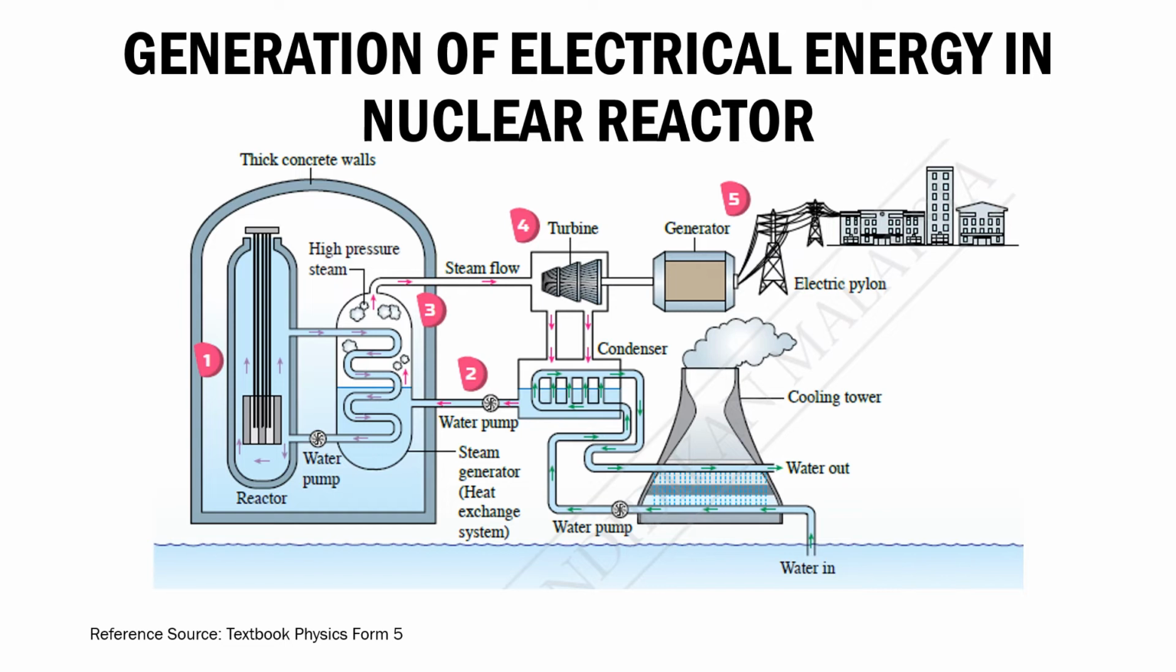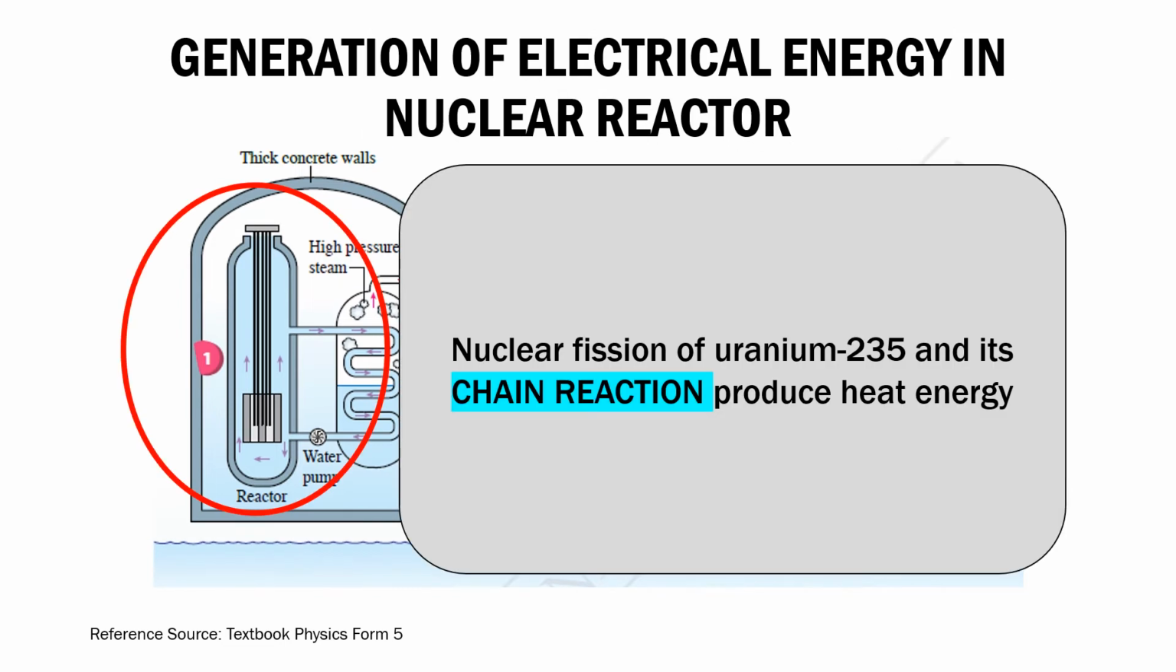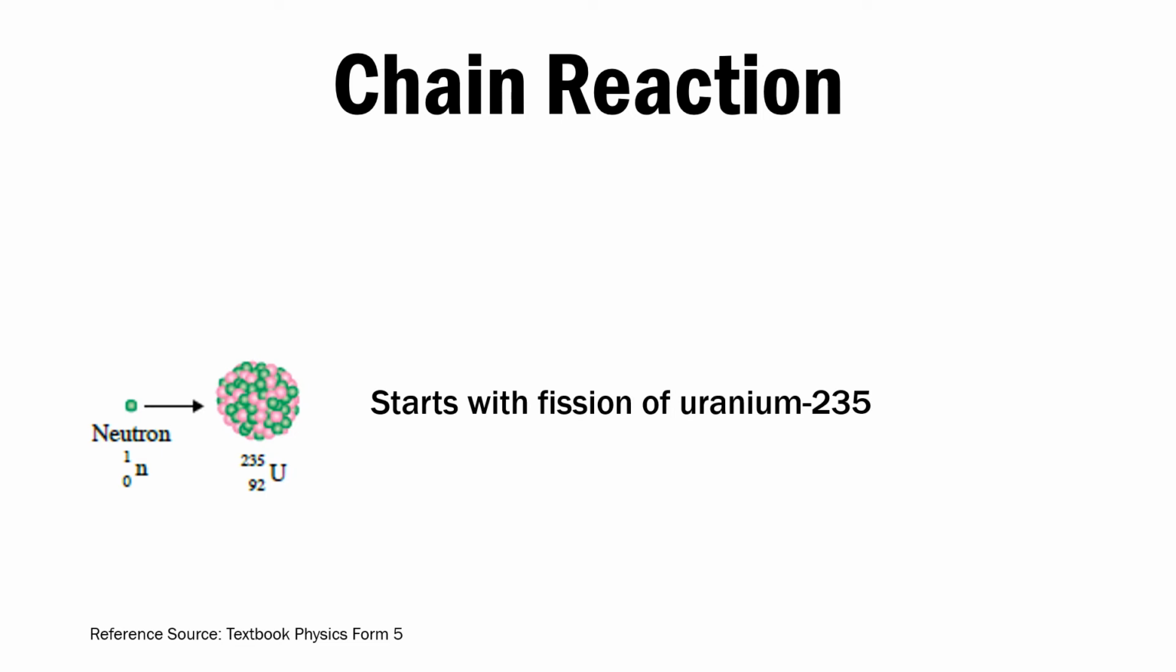So how to make it continuous? We might trace back to the first stage of the process. The first stage of the process is nuclear fission of uranium-235. There is a term, chain reaction. So what is chain reaction? How does the reaction happen continuously? As I mentioned just now, nuclear fission of uranium-235 and its chain reaction is the first stage of the electricity generation process.